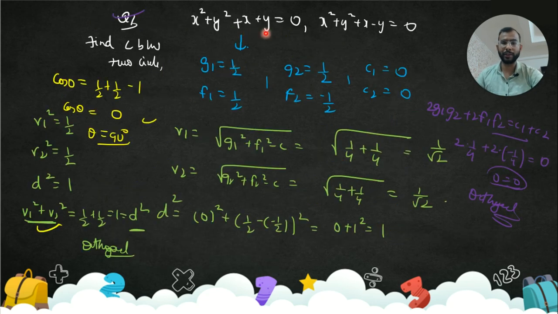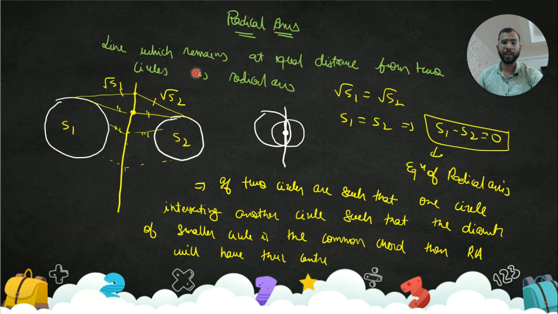Awesome guys. Then we know these two circles, and we find the angle between the two tangents, which is 90 degrees. Radical axis is the locus of all such points where the length of tangent is the same, like a line which remains at equal distance from two circles. Radical axis equation is S1 minus S2 equal to 0. Very important.